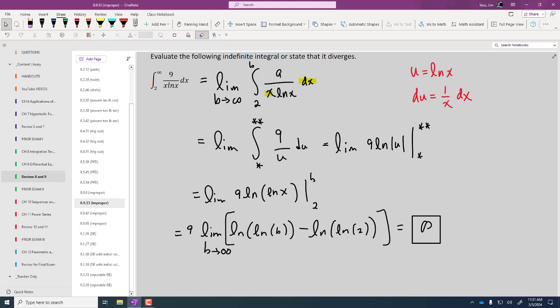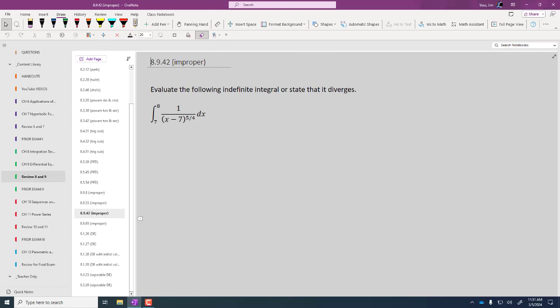You can get rid of the absolute value when you start substituting, because ln of x is always positive. Here the b and the 2 are positive, so we don't need it there anymore. If you have limits that make it so that your range is always positive, it doesn't matter. Ln will always be positive if you're on that interval. All right, let's try another one.